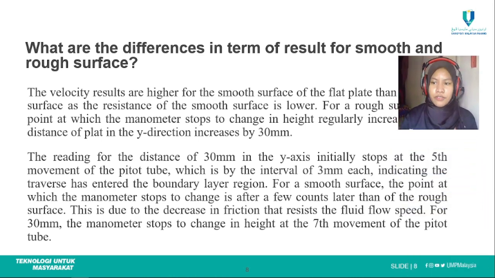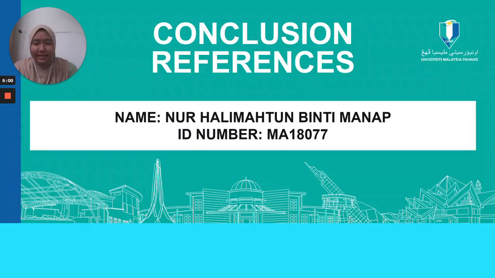For a smooth surface, the point at which the manometer stops changing is a few counts later than the rough surface. This is due to the decrease in friction that resists the fluid flow speed. For 30 mm, the manometer stops changing in height at the seventh movement of the pitot tube. That's all from me. Thank you.